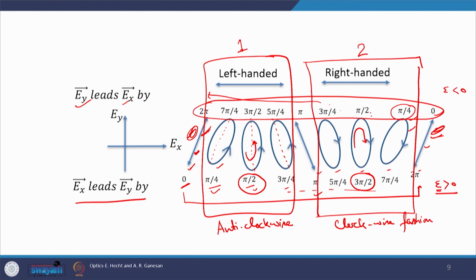Therefore, the second block, where the tip of the electric field vector is rotating in a clockwise fashion, is called right handed, and this polarization is called right elliptically polarized light, while in block 1 the rotation is in anti-clockwise direction, and it is called left elliptically polarized light. This corresponds to the definition of left and right circularly polarized light also. The sense of rotation which we discussed in the last class is the same here. Just due to the change in the magnitudes of the Ex and Ey components, the circle got converted into an ellipse. And this is all for elliptically polarized light.